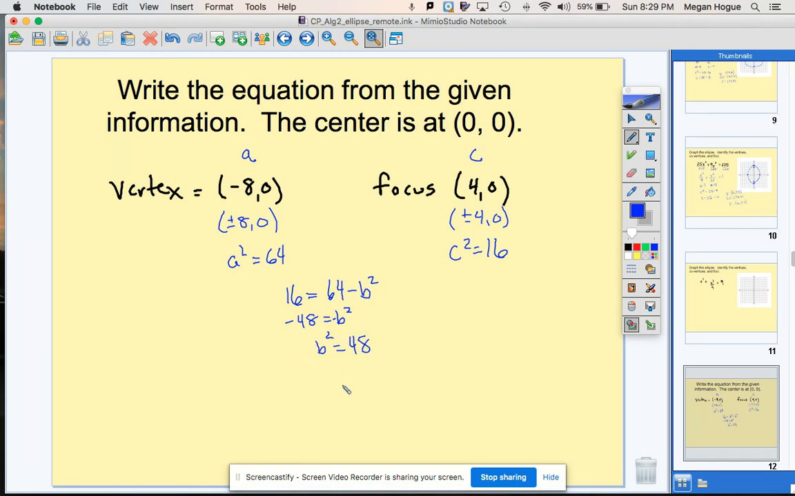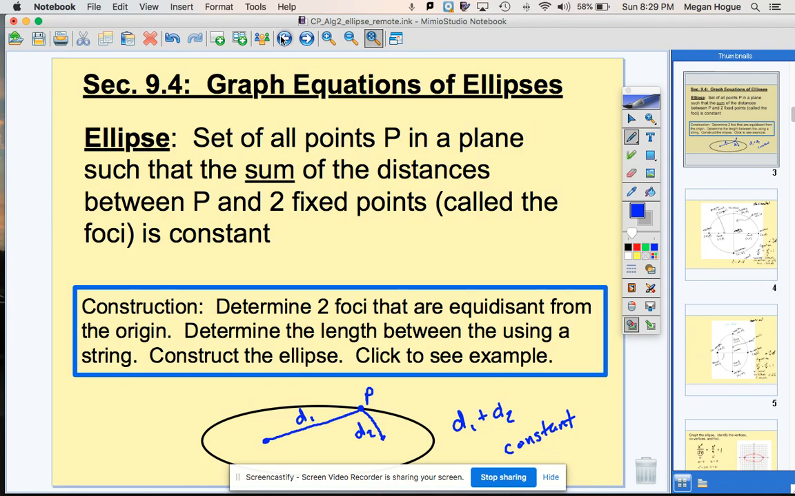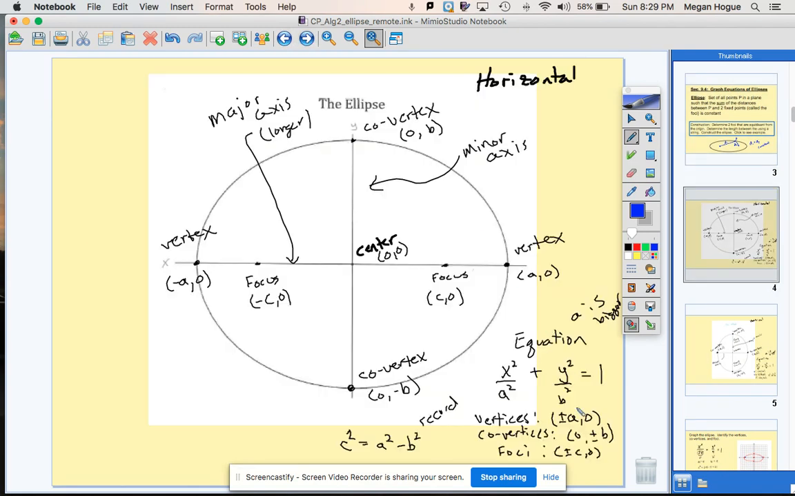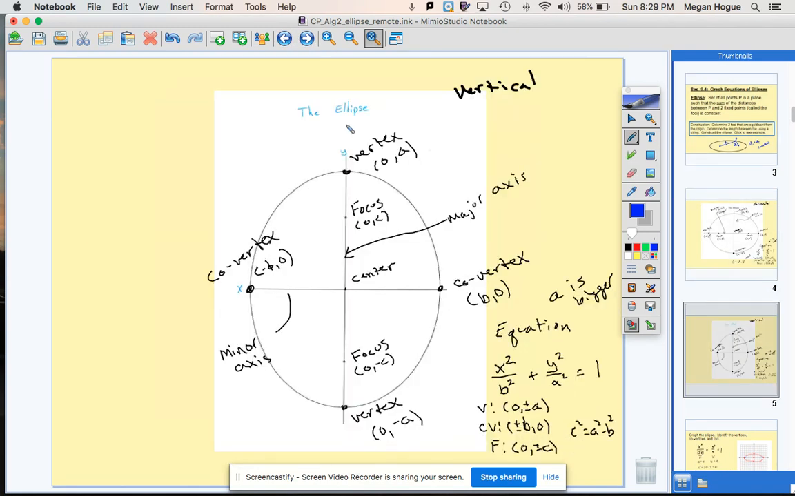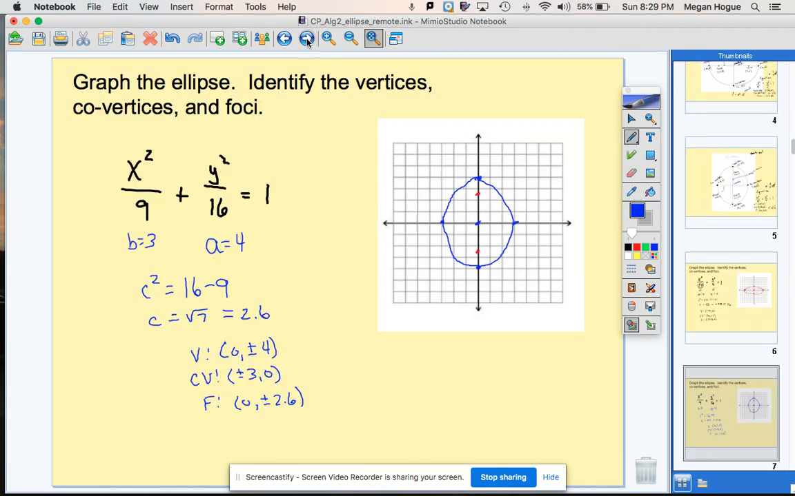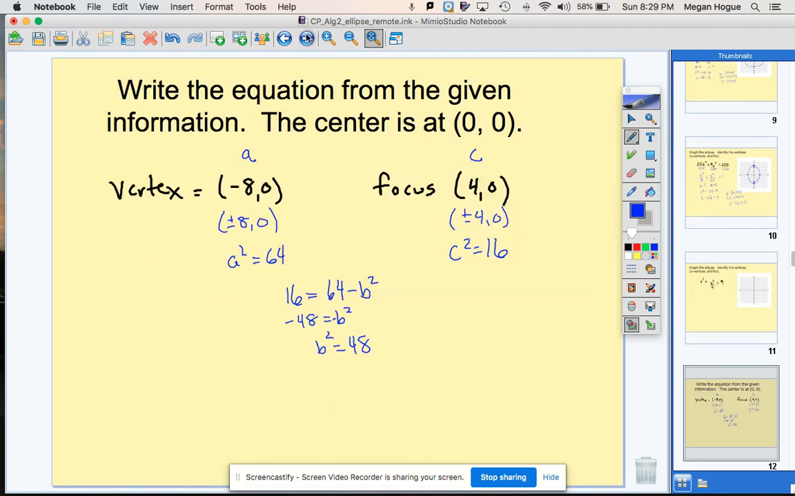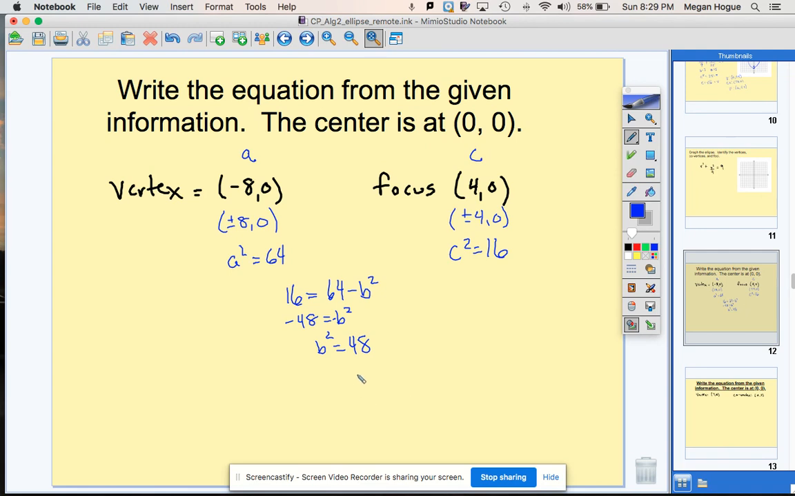Now, you could take the square root, but think about what we want in either one of our formulas. If I go back quickly, we want B squared. So you don't have to simplify. You don't need to take the square root. We want the B squared.